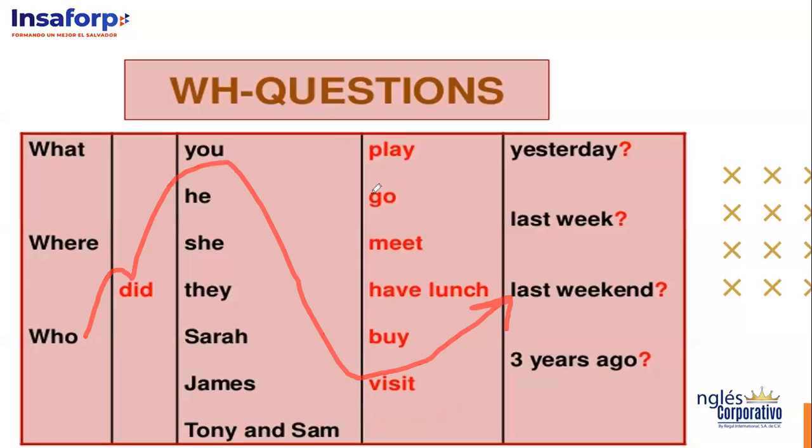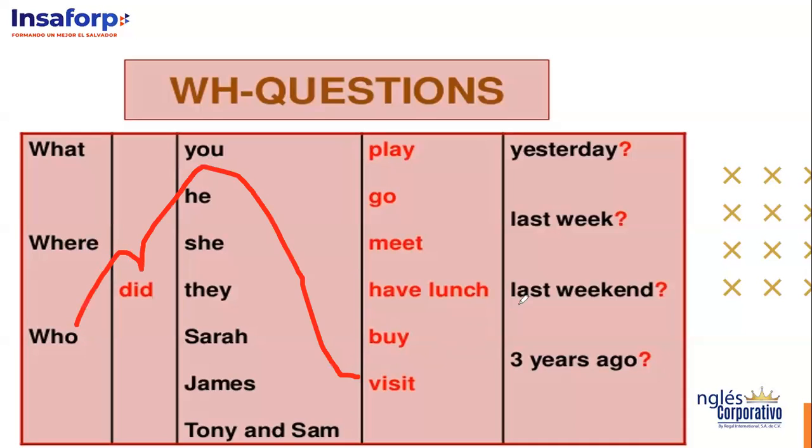Jose Alejandro. Repeat, please. La pregunta. Who did you visit last weekend? ¿A quién visitaste el fin de semana pasado? I visited my mom. Excellent. And my boyfriend. And your boyfriend. Okay. Good.